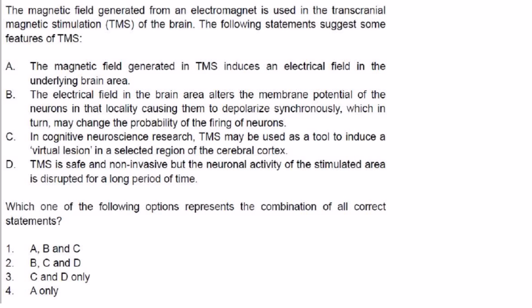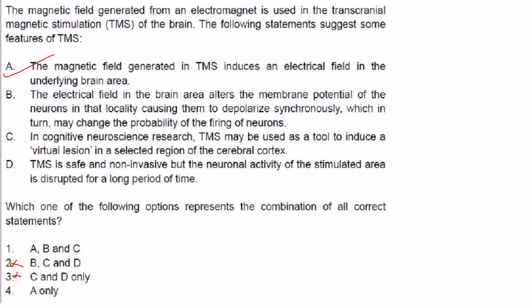The magnetic field generated in TMS induces an electric field in the underlying brain area. I already told that, so that is correct. So A is correct. Okay, that means second gone, third gone. The electrical field in the brain area alters the membrane potential of the neurons in that locality, causing them to depolarize synchronously, which in turn may change the probability of the firing neurons.